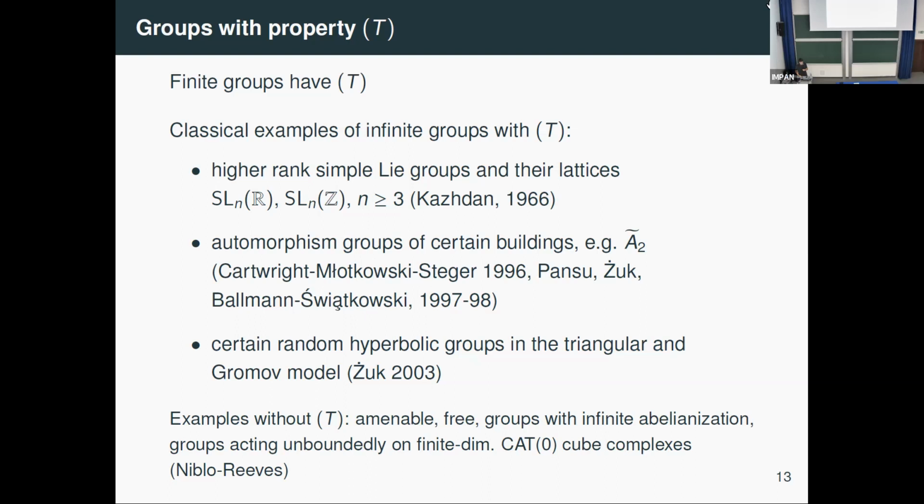And then there are certain random groups. Gromov came up with a model in which you can say what is a random group. You choose generators or relations at random, and then it gives you a model of what one can call a random group, and then you can measure which properties are satisfied with what kind of probability. And so in Gromov's model, some of these groups, depending on the parameters involved in that model, do also have property T.